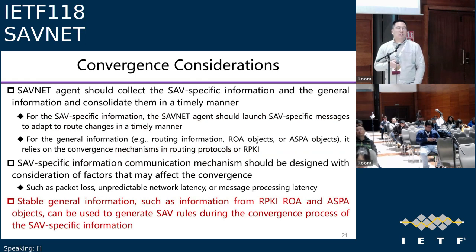For the convergence considerations, the subnet agent should collect the subspecific information and general information and consolidate them in a timely manner. For the convergence of subspecific information, the subnet agent should learn the subspecific message to adapt to the route changes in a timely manner. For the general information, it relies on the convergence mechanism in existing routing protocols or RPKI. And the subspecific information mechanism should also consider the following factors that may affect the convergence, such as packet loss, network latency, and message processing latency. Also, stable general information, such as information from RPKI, ROA, and ASPA objects, can be used to generate sub rules during the convergence process of the subspecific information.